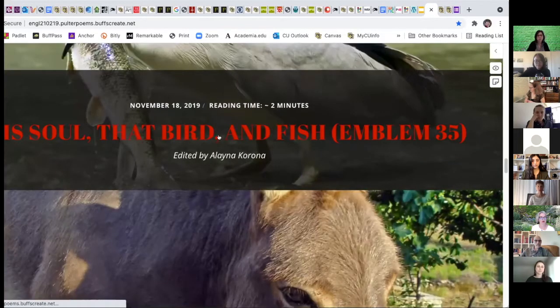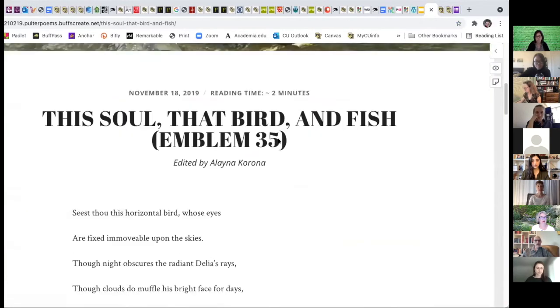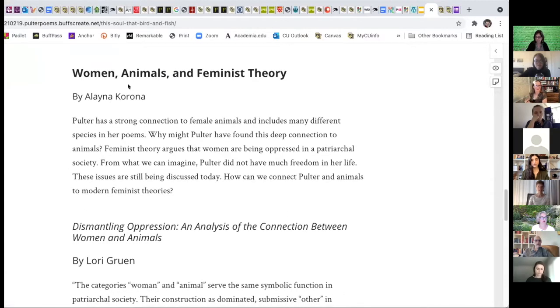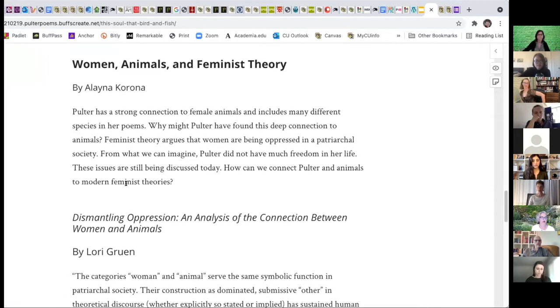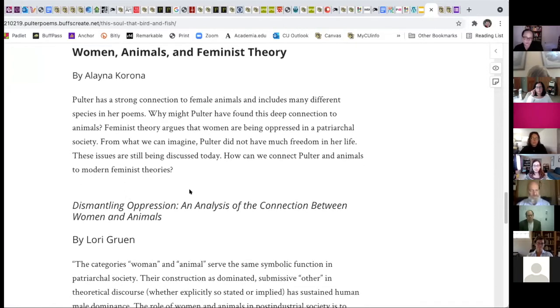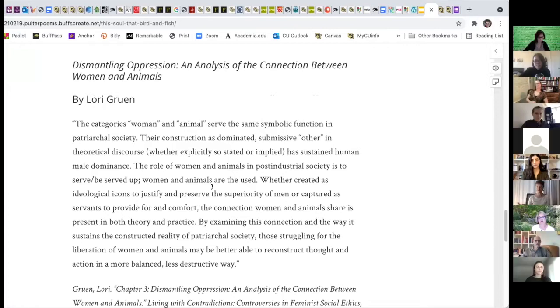I'll just show you another example. I really liked the curation for This Soul, That Bird, That Fish. This student, instead of choosing a Renaissance text, added a curation that wanted to draw out the relationship between women and animals, and used feminist theory from another class she was in to situate emblems as a way to push back against this conflation of animality and femininity. So I thought that was a really creative take on that assignment.